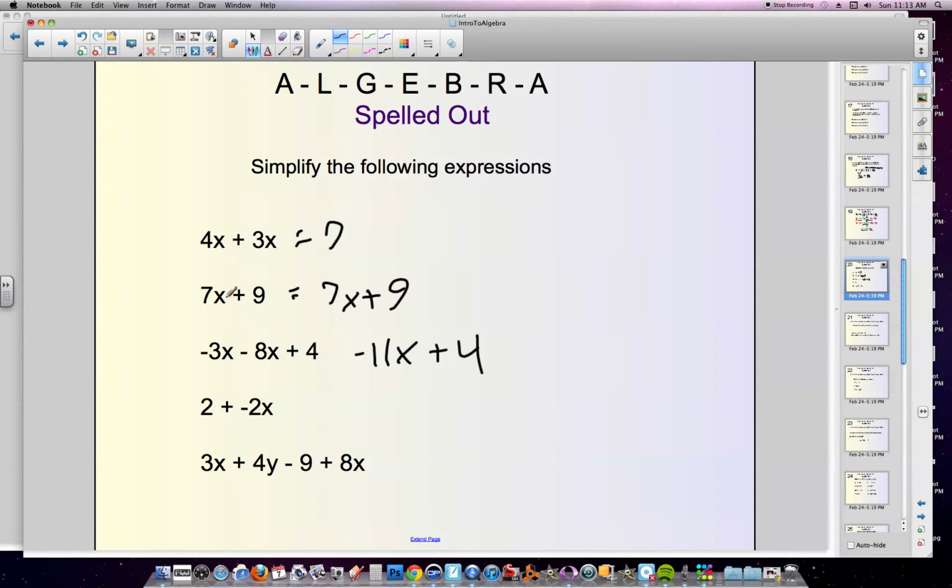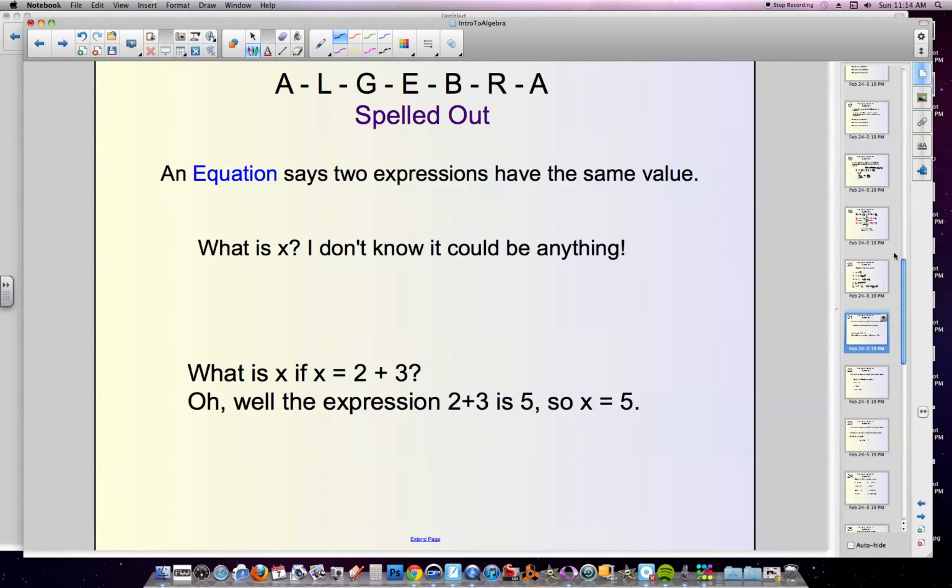Same thing here. There's 2 and negative 2x. These are two different categories. 2 1s and negative 2x's. So I can't do anything. That's simplified. And lastly here, how many x's do I have? 8 and 3. That's 11 x's, right? And how many y's are there? There's 4. And last but not least, how many 1s are there? Well, there's negative 9 1s, or minus 9. So this is the simplified form of this.